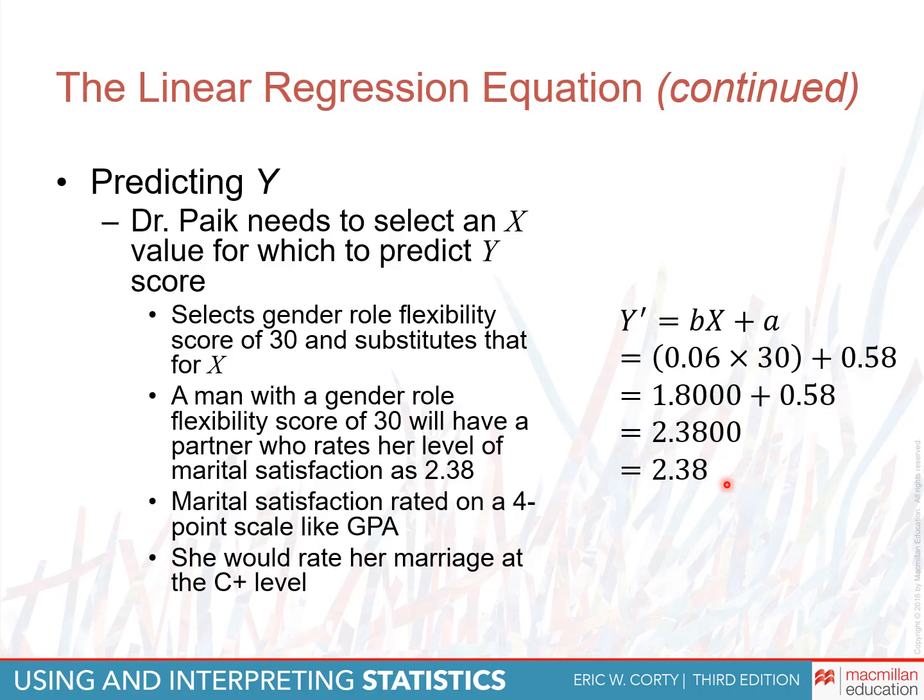And if you remember when we first started this example, we said that marital satisfaction is ranked on a 4-point scale, kind of like your grade point average. So a 4 would be an A, a 0 would be an F. She rates her marriage as a 2.38, which will come out to be about a C+. So that's one example of how we can use the regression equation to predict the value of y if we know x.